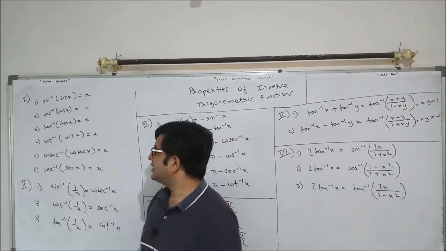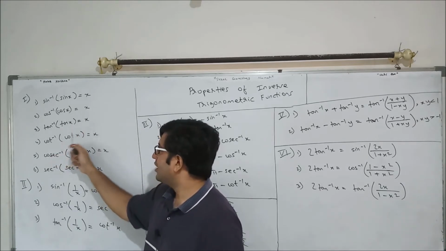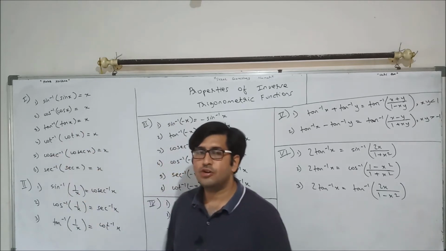Likewise it is true for all the 6 inverse trigonometric functions. Cos inverse of cos x is x, tan inverse of tan x is x, and so on. Okay students, I hope you have understood.